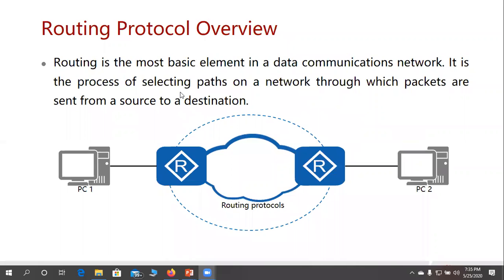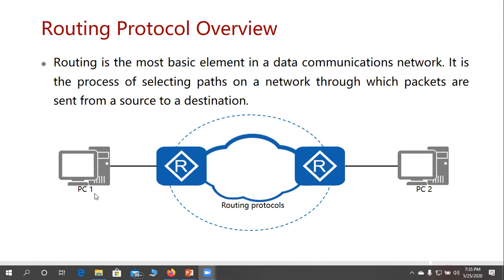Okay. Routing protocol overview. All right, so routing is the most basic element in a data communication network. It's a process of directing paths on a network through which packets can be sent from a source to the destination. So I've talked about this already. So this is represented as the internet, the cloud. But what you have there are the routers.